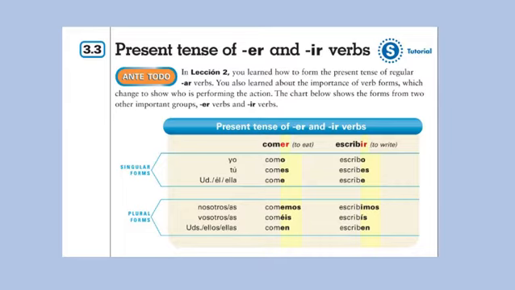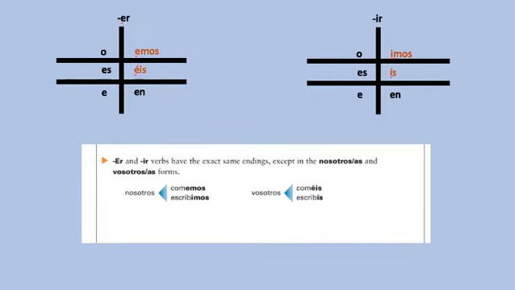Comen or escriben. So if we look at them this way, I prefer to break them down in this method. We can look, it says o, es, e, emos, éis, en, for los verbos ER. Para los verbos IR, tenemos o, es, e, imos, ís, en. So as I said, ER and IR verbs have essentially the exact same endings except in the nosotros, nosotras, and vosotros, vosotras forms. Like comemos, coméis, escribimos, escribís, ¿no?